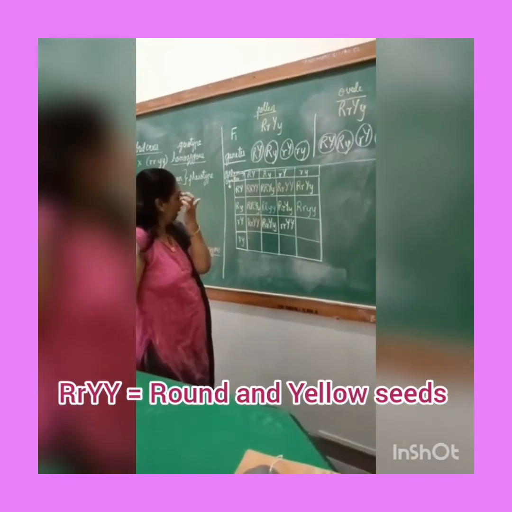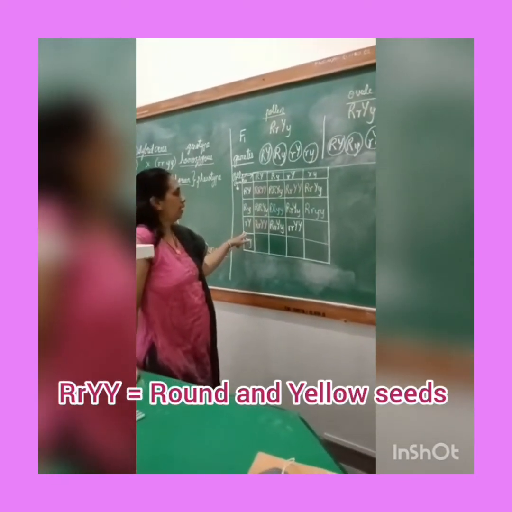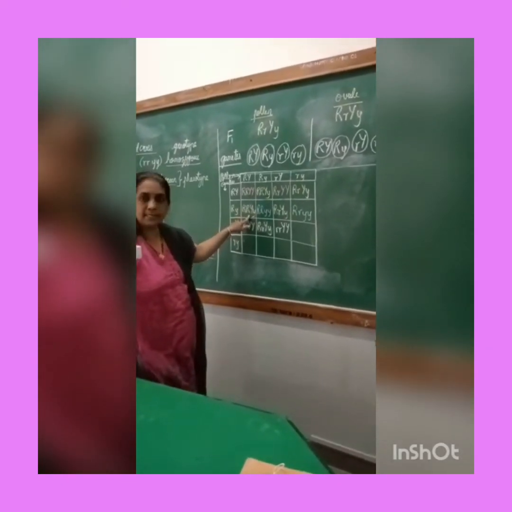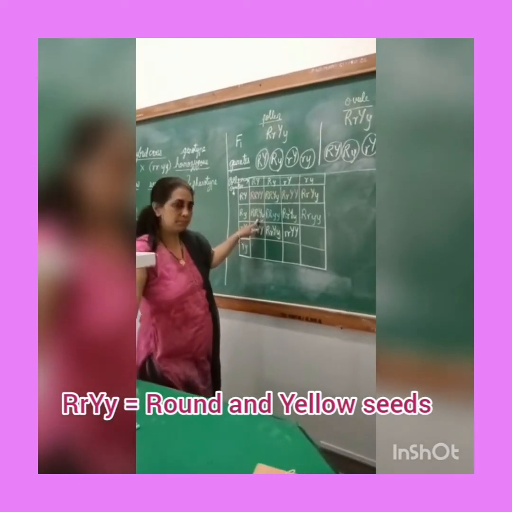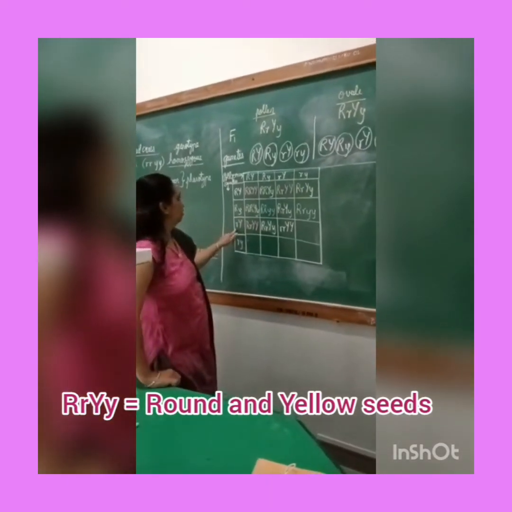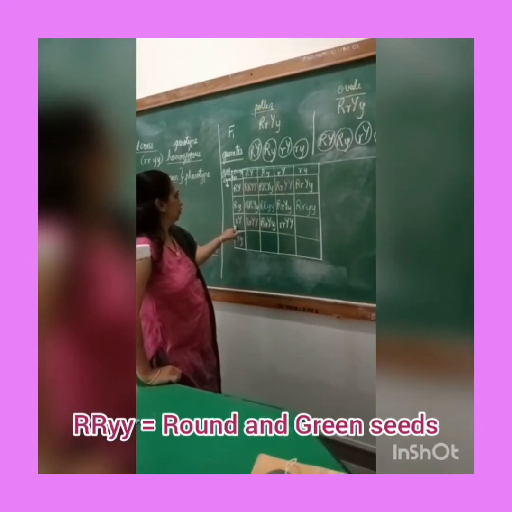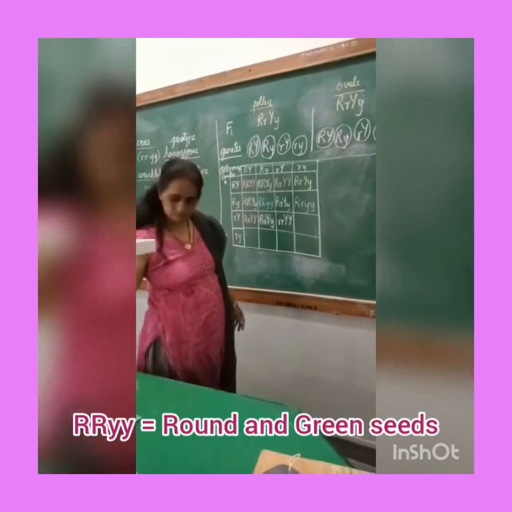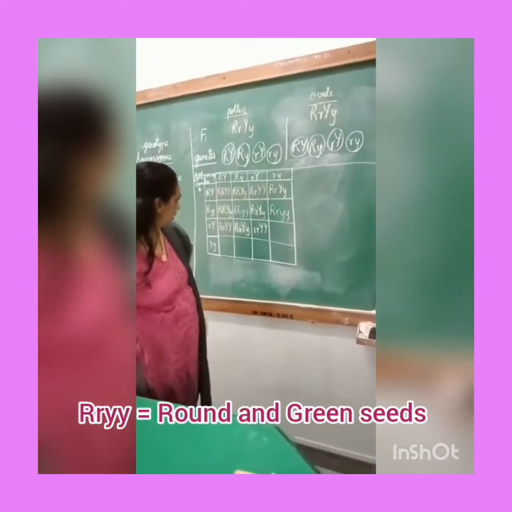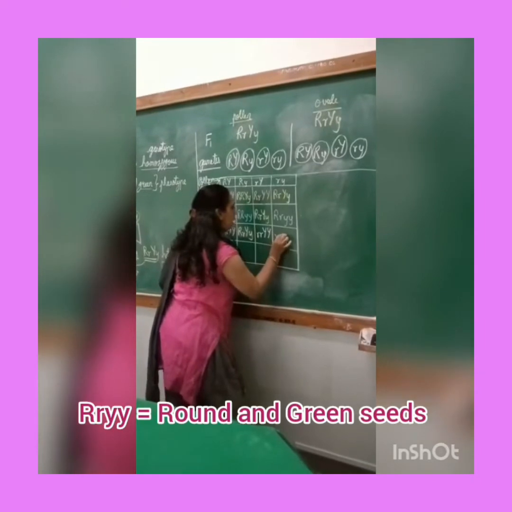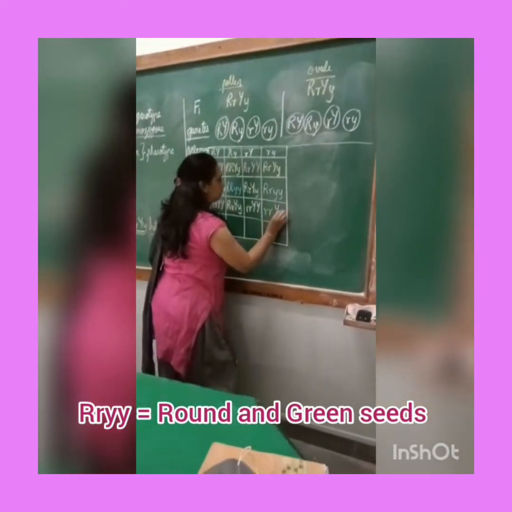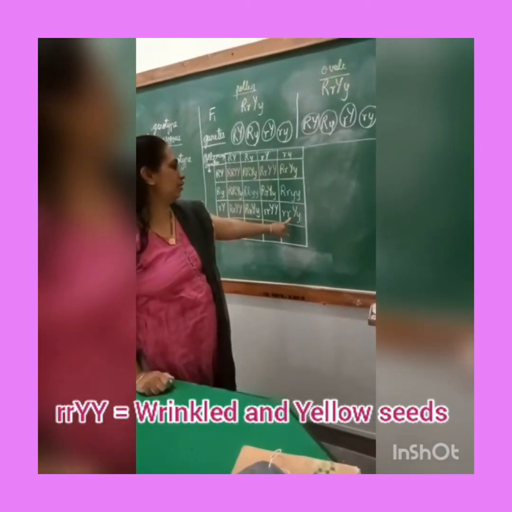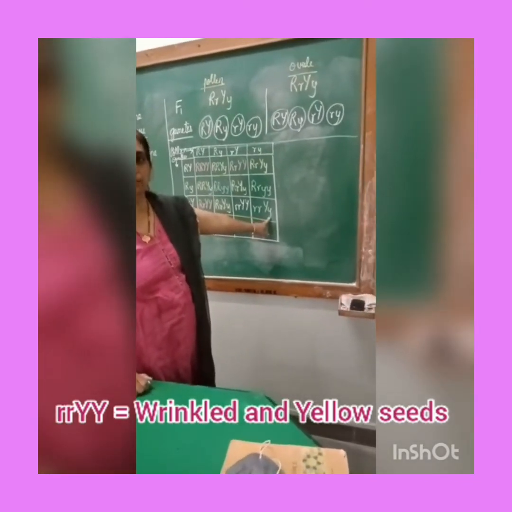Now the next combination, 2 small r, 1 capital Y and 1 small y. Do we have that combination yet? Over here you can see that combination? No. So we will take here 2 small r, 1 capital Y and 1 small y. What will be the phenotype? How will this seed look? Wrinkled and yellow.